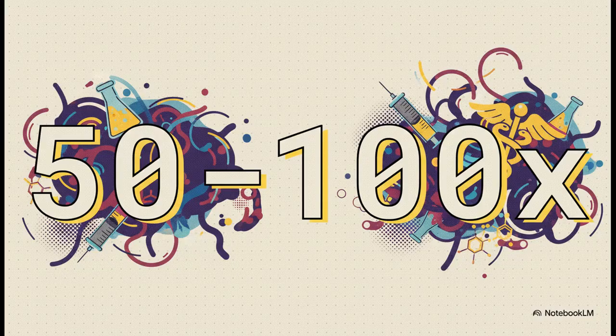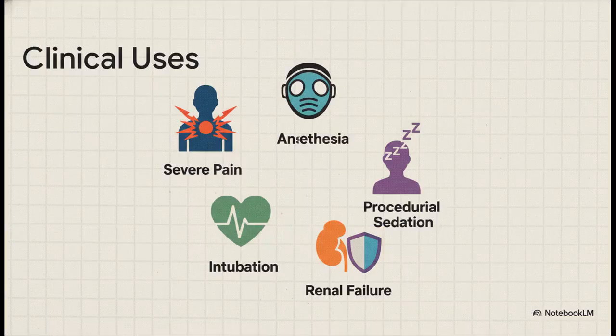And this number, well, this is all about sheer power. Fentanyl is anywhere from 50 to 100 times more potent than morphine, which has been our gold standard forever. This incredible potency is what makes it so effective, but it's also the very reason it demands our absolute respect and caution. So where do we use this heavy hitter?